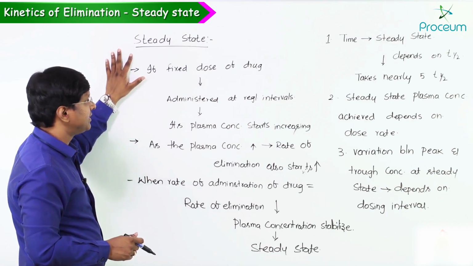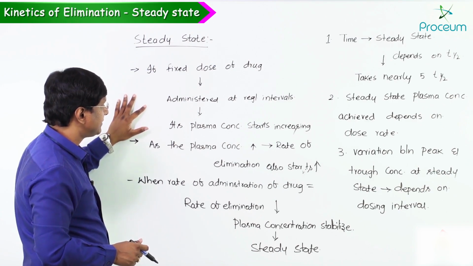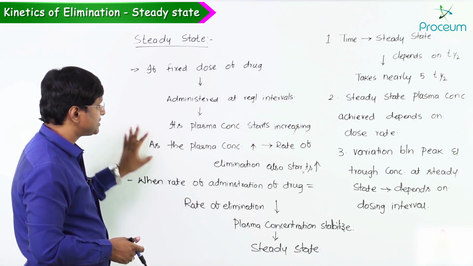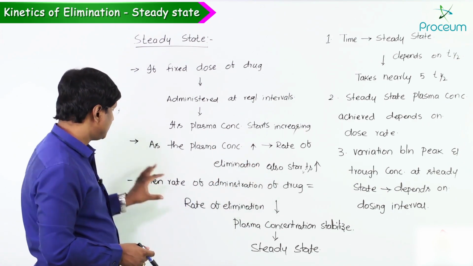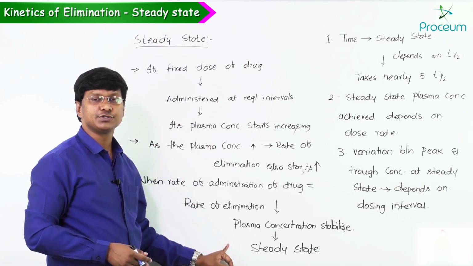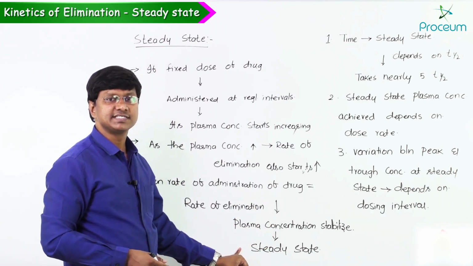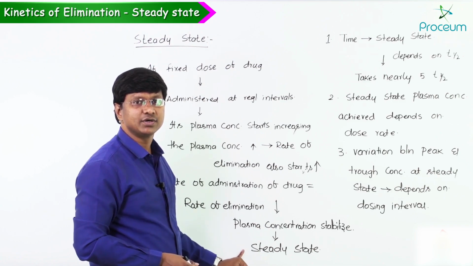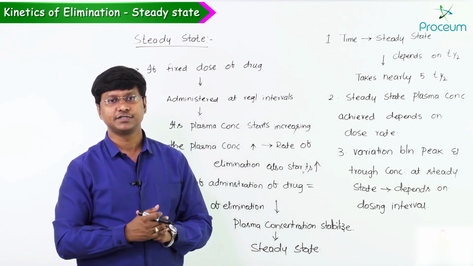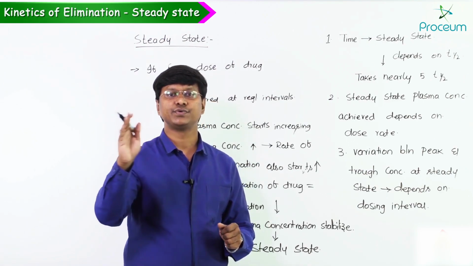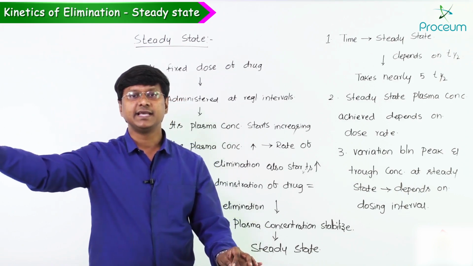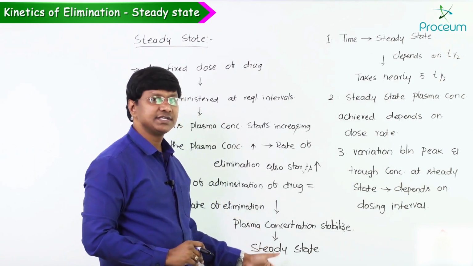Regarding the steady state, remember, if a fixed dose of the drug is administered at regular intervals, its plasma concentration starts increasing. And as the plasma concentration increases, the rate of elimination also starts increasing. When the rate of administration equals the rate of elimination, the plasma concentration stabilizes, and that is called the steady state concentration. The time to reach the steady state depends upon the half-life of the drug. It takes approximately 5 half-lives, after which the concentration of the drug is stabilized.